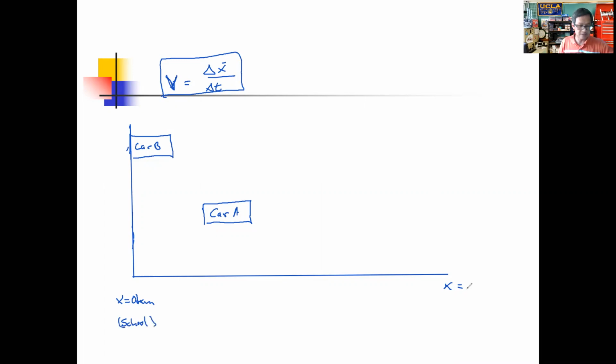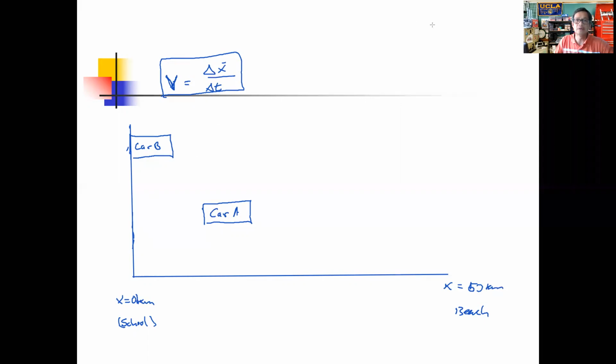And we'll call this the position where the beach is located. We were told in the problem that the beach is located 50 kilometers away from the school. So with that said, let's continue to write down what we have here.